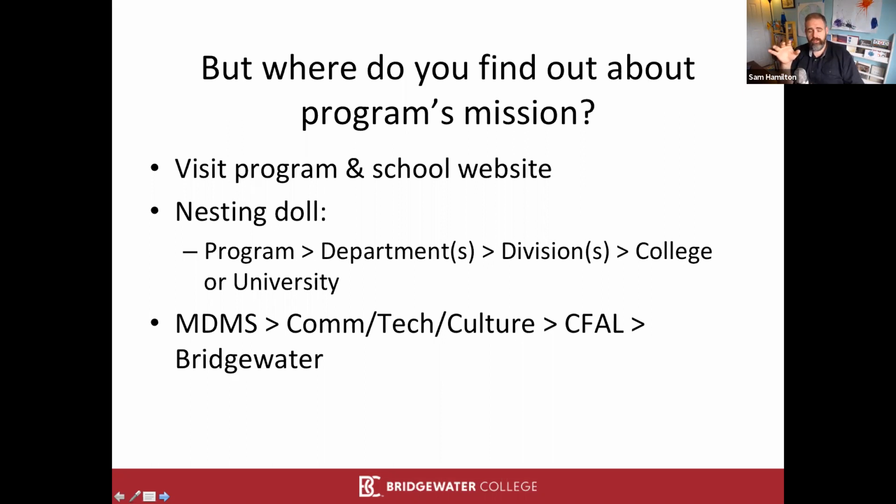Specifically as it relates to graduate schools, a graduate program, think of it like a nesting doll. A graduate program is one of many different types of programs that are offered by a department. And a department is one of many different departments that exist inside a division or a collection of departments. And a division is one of many different divisions that exist inside the larger college or the larger institution.